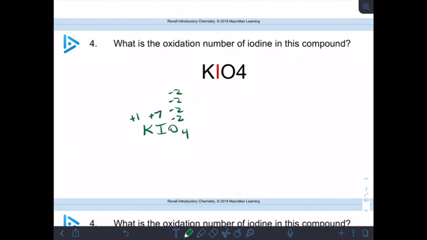Okay? Now this is an excellent example of where charge is different than oxidation state. Because usually iodine makes a 1- ion, its charge would be 1-. But in this case, its oxidation state is different from its charge.